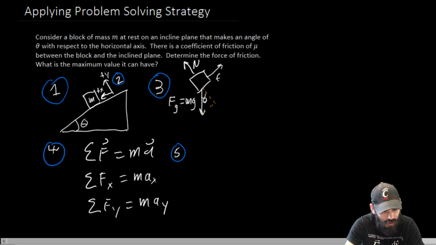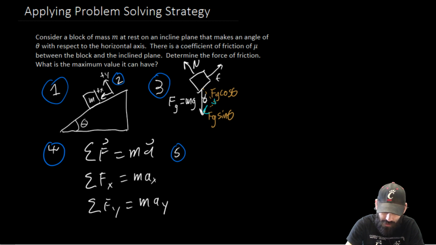angle of theta. And so what this says is that this portion of this line right here is going to be Fg times cosine of theta, and this is going to be Fg times sine of theta. This is going to be pointing this way, this is going to be pointing that way in order to make this a full vector.